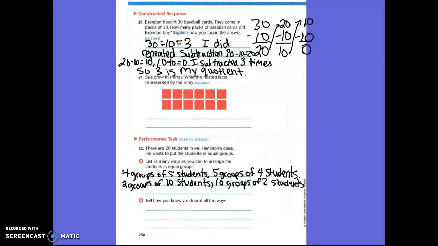Is there yet another way to do it? Aubrey? 10 groups of 10 students would be 100 students. 10 times 10 is 100, not 20. 2 times 10 is 20. Edmund? 20 times 1. We're doing groups and students here, so you can't just say 20 times 1. You've got to say 1 group of 20 students.